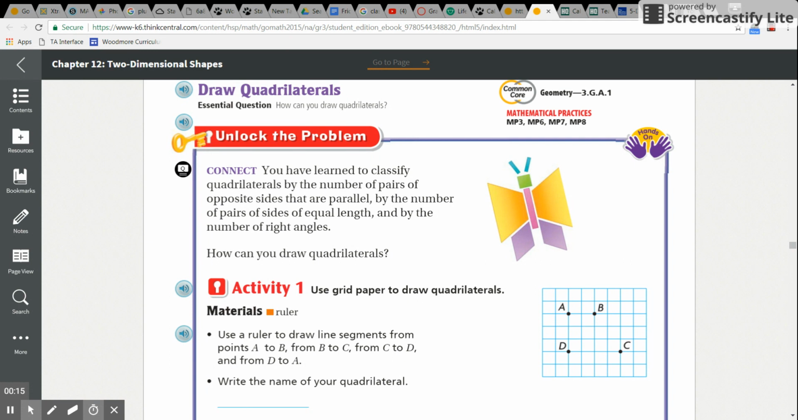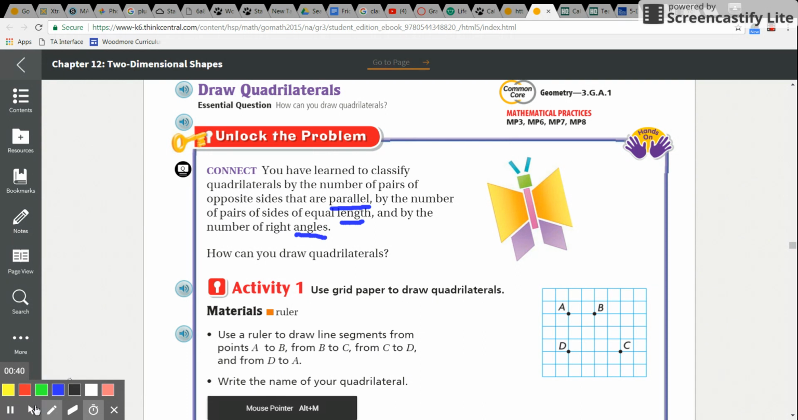We've learned how to classify quadrilaterals by the number of pairs of opposite sides that are parallel, by the number of sides of equal length, and by the number of right angles. So if you're paying attention, we talked about, putting it right into your lap. And here they are. Here's the P, parallel. Here's the length, and there's angles. It's a little bit out of order, but there's your length, angles, parallel that we've been working on.